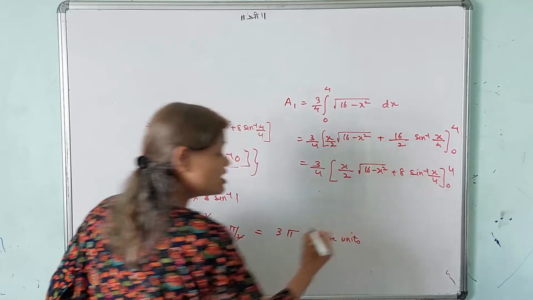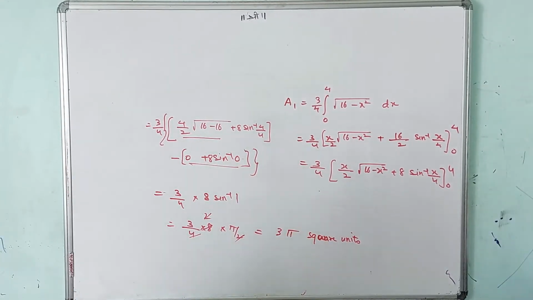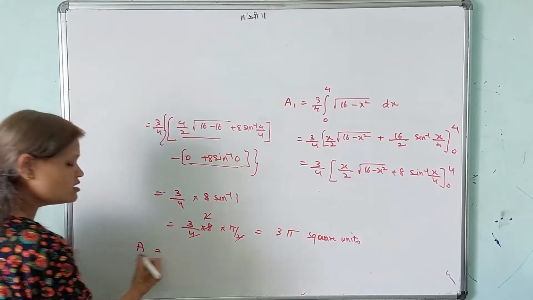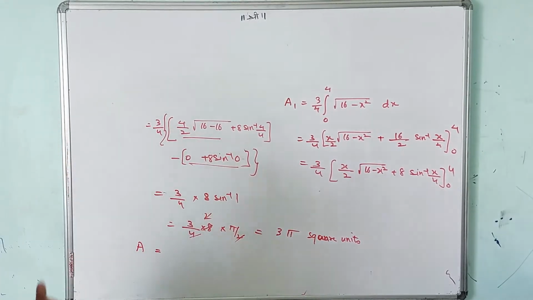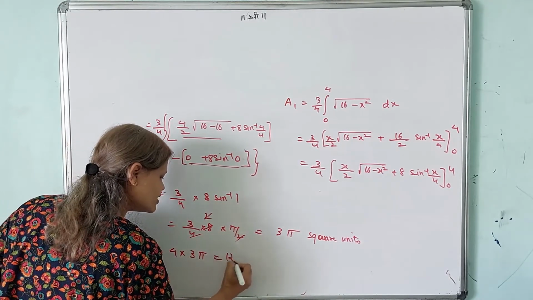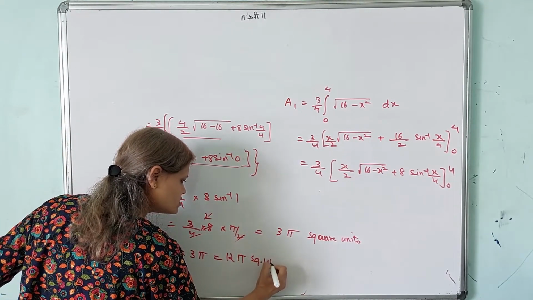Now we have to multiply by 4. Don't forget the last step. Because it is symmetric, we can just multiply by 4. So the area bounded by the ellipse is 4 into 3 pi, that is 12 pi square units.